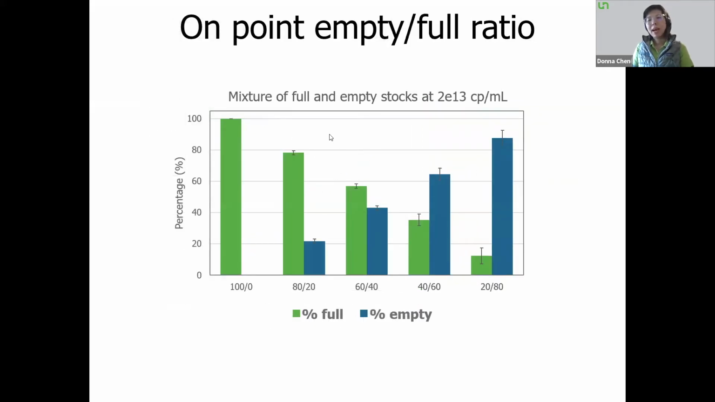And Stunner also gives you accurate full MT4 ratio. In this experiment, we're testing the accuracy of the MT4 ratio for Stunner. What we did is we took a known full and empty stock of AAV9 at 2e13 CP per ml concentration, and we titrated them into each other with a known MT4 ratio on the y-axis. If you look at the 100% full capsid expectation here, the Stunner data shows 100% full.